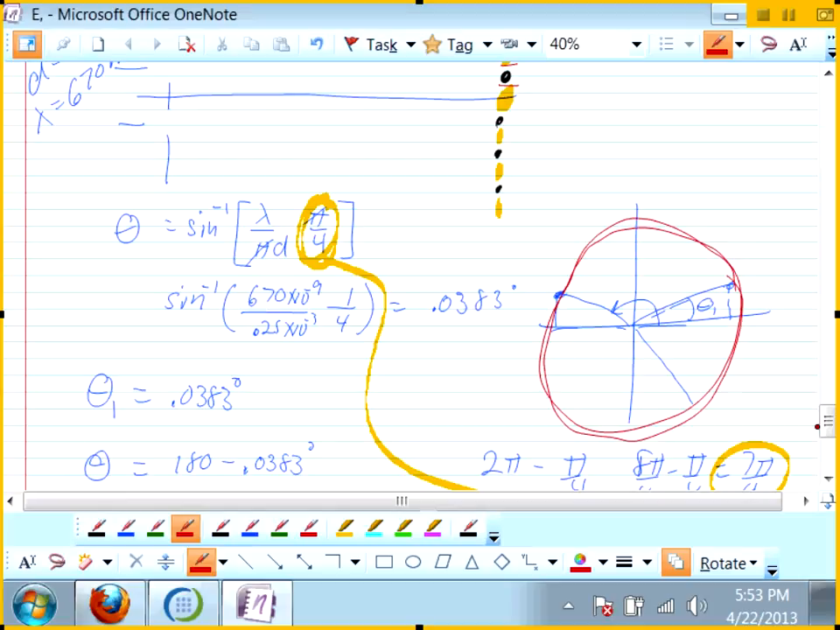But if you have a chance between now and next Monday, look up what black body radiation is. We're done. Thank you.